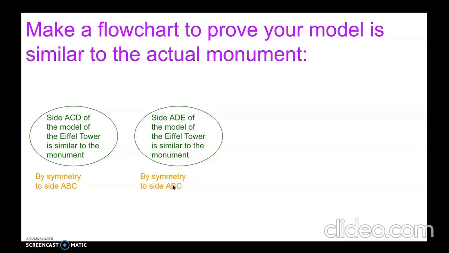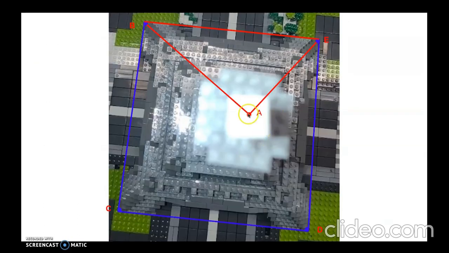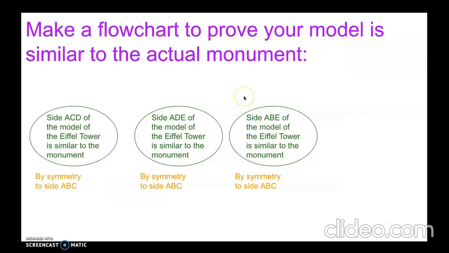Right, so I'm just saying that these next three sides are similar because they have symmetry to the original face that we proved was the same, which is ABC. And so then there's one more side, ABE. Side ABE of the model of the Eiffel Tower is also going to be similar to the monument, and that's again by symmetry.